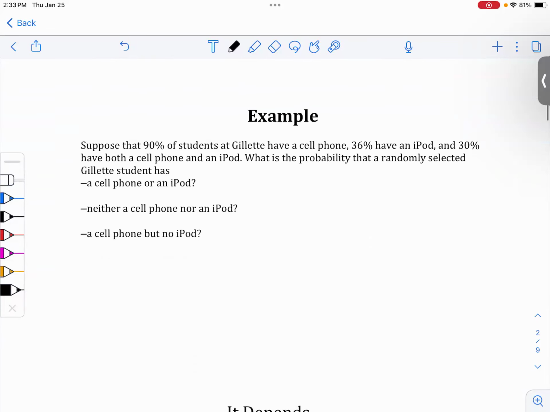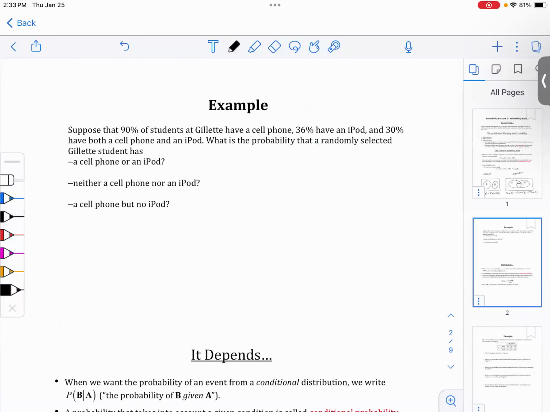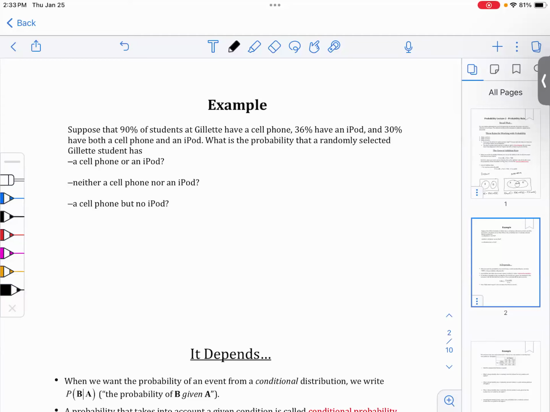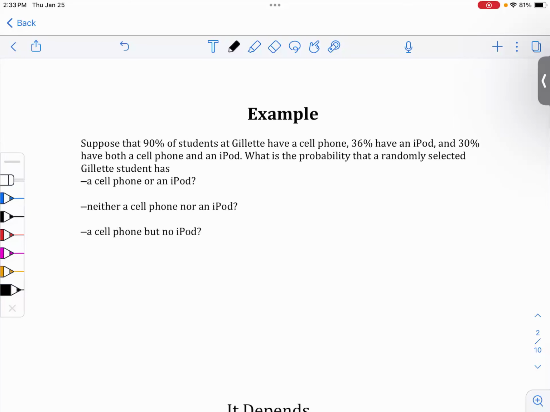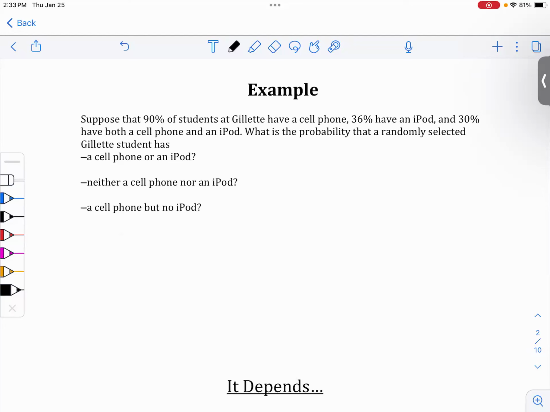All right, so what's always most helpful? Let's look at an example. Suppose that 90% of Gillette students have a cell phone, 36% have an iPod, and 30% have both a cell phone and an iPod. What is the probability that a randomly selected Gillette student has a cell phone or an iPod? So with everything, we always start by identifying our information. We want to write out our information in a way that is most helpful to us, and the way that is most helpful is using notation.